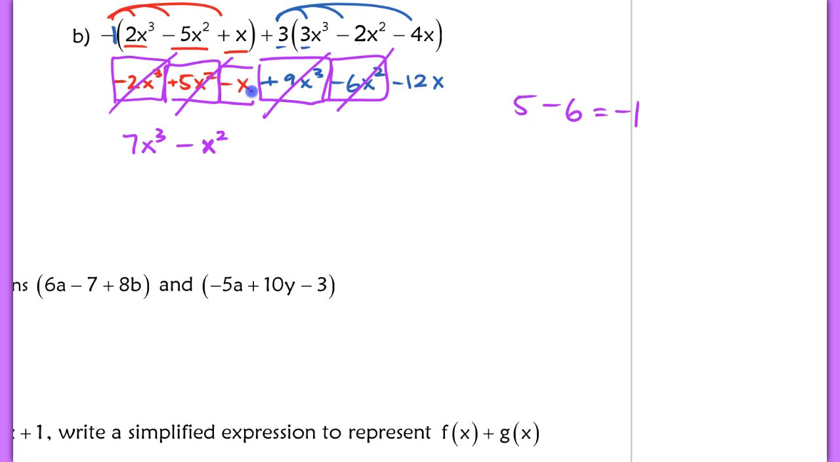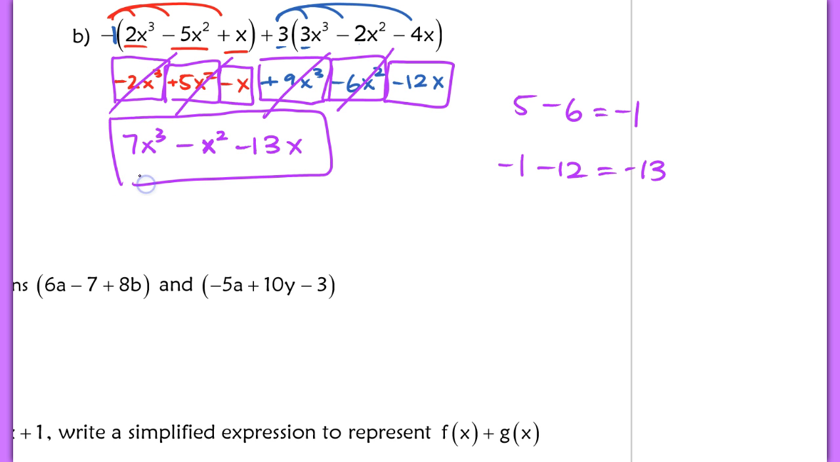Then I have negative x minus 12x. In my calculator, remember this is a negative 1 here, so I'm going to type in negative 1 minus 12. That gives me negative 13. So I have negative 13x. This is my final answer.